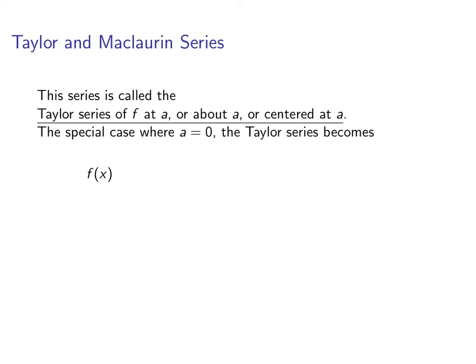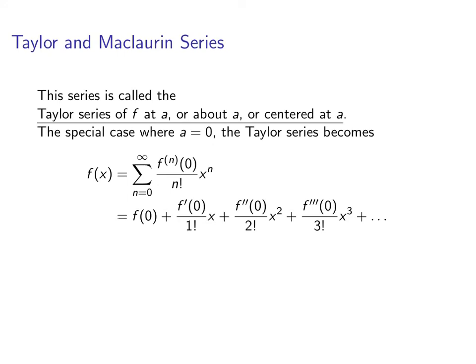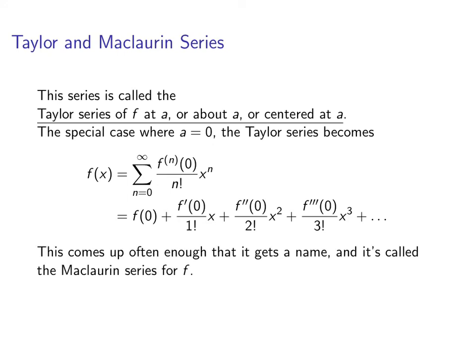There's a special case when a is equal to 0. The Taylor series looks like this. The sum, where n goes from 0 to infinity, of the nth derivative evaluated at 0 over n factorial times x to the n. If you wanted to write it out longhand, it would look like this. This particular case comes up often enough that we're going to give it a name. It's called the Maclaurin series for f. So when you see a Maclaurin series, we're just talking about the Taylor series of f centered at 0.